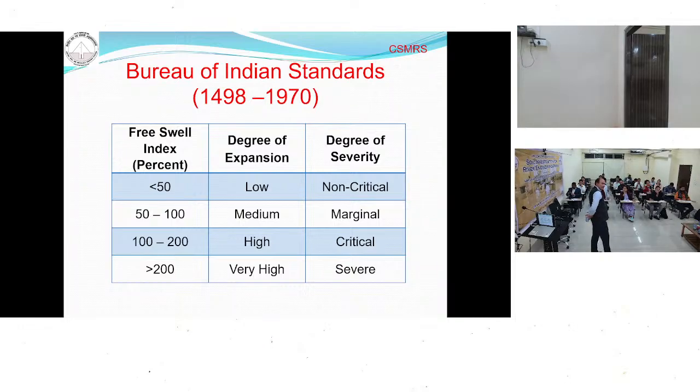Depending upon the swelling, we can say this is swelling soil or non-swelling soil. If our free swell index is less than 50%, low; 50 to 100, medium; 100 to 200, high, and it is critical; more than 200, very high, very severe. Okay. Basically, as I told you in the morning, there are three minerals: kaolinite, illite, and montmorillonite. So this characteristic is because of the montmorillonite.